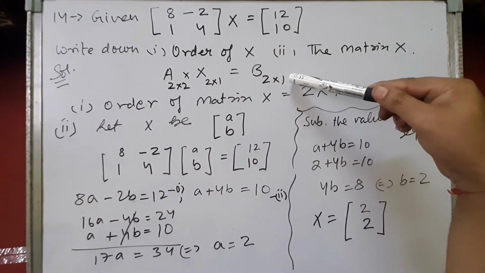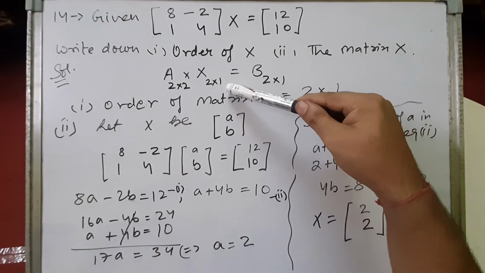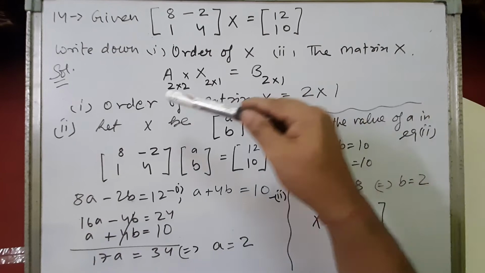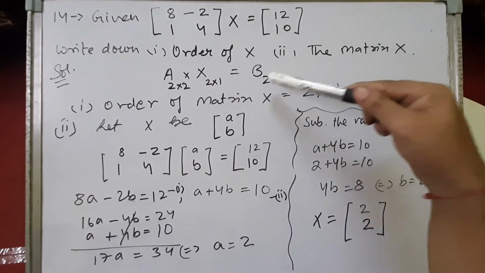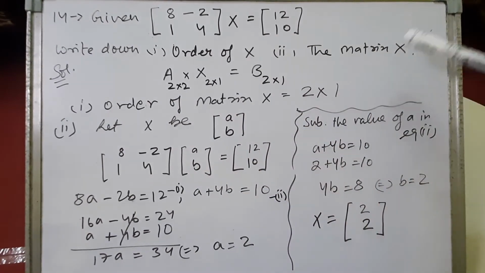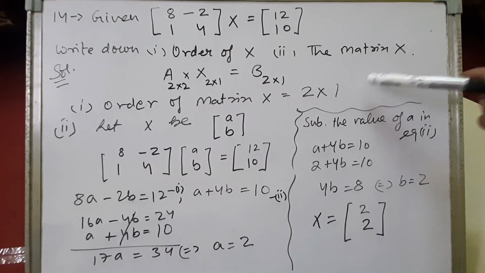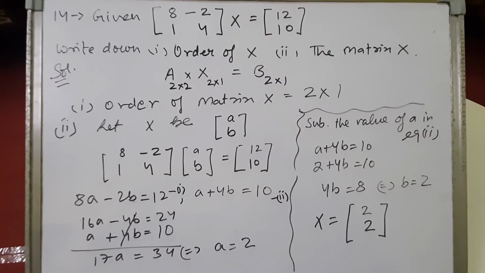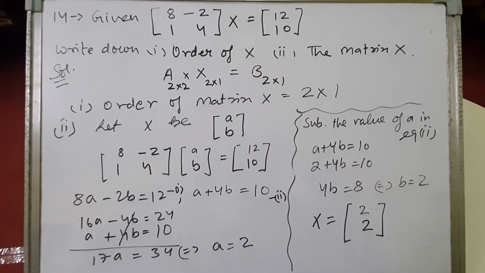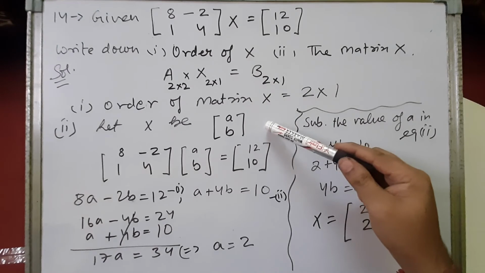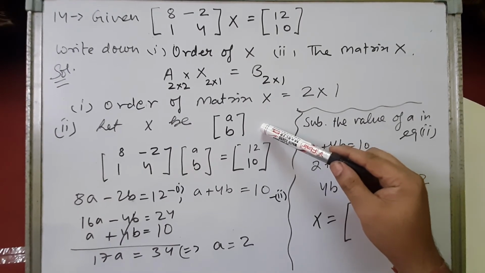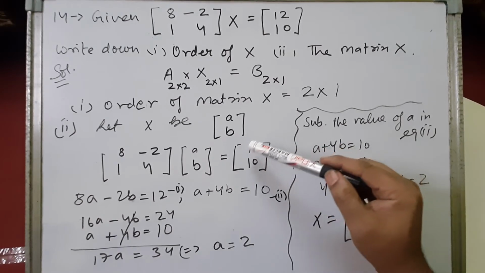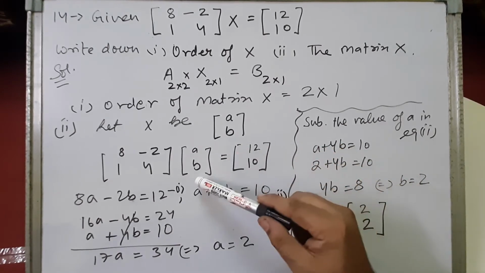Now the number of columns of the product matrix will be the number of columns of the second matrix, and the number of rows of the product matrix will be the number of rows of the first matrix. So the number of columns, we can say, will be 1. So the order of matrix X is 2 by 1. Now that we know the order of X, we assume the matrix X to be A and B. It has 2 rows and 1 column. So we can substitute the value of X that we have assumed here.